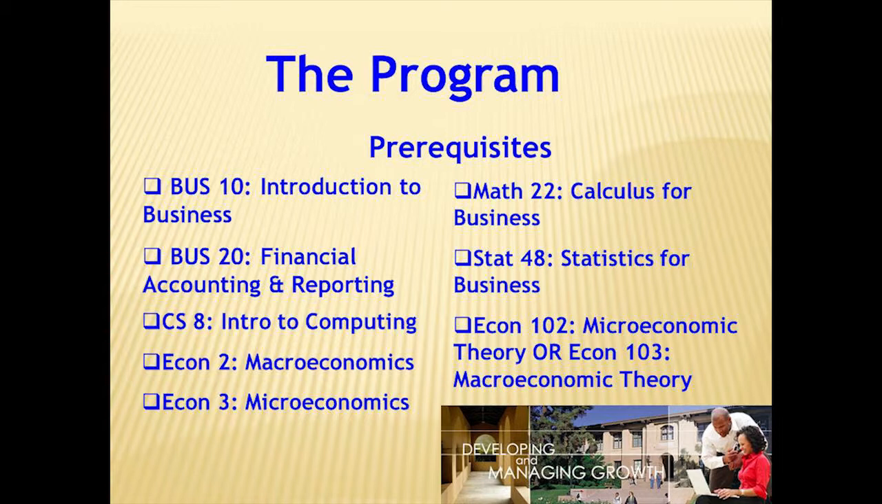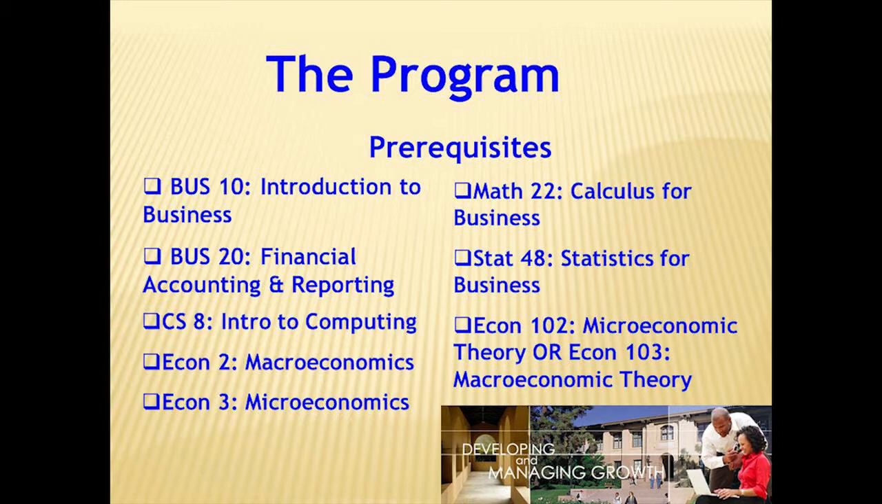So the 8 classes are Introduction to Business, Financial and Accounting and Reporting, which is basically Intro to Financial Accounting, Intro to Computing, Macroeconomics, Microeconomics, Calculus for Business, Statistics for Business, and then that upper division econ class. So you have a choice. You could either take the upper division micro econ class or the upper division macro econ class. But again, all 8 of those classes need to be done before you actually apply for the business administration major.